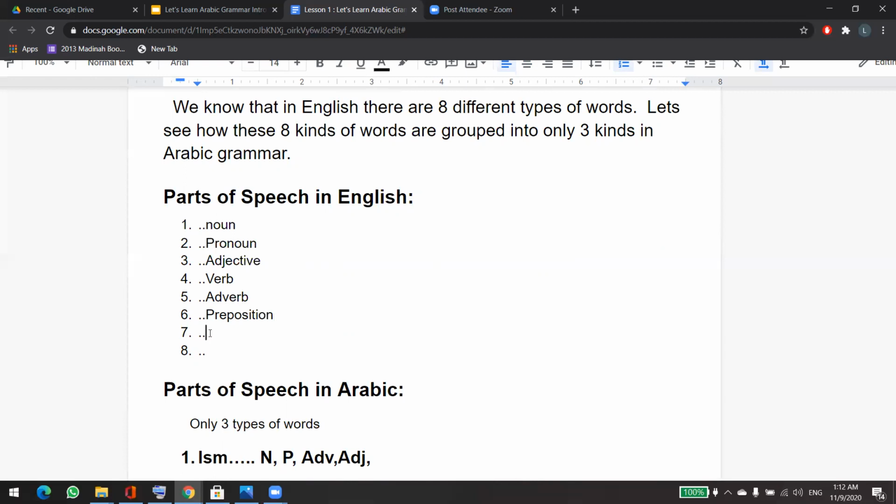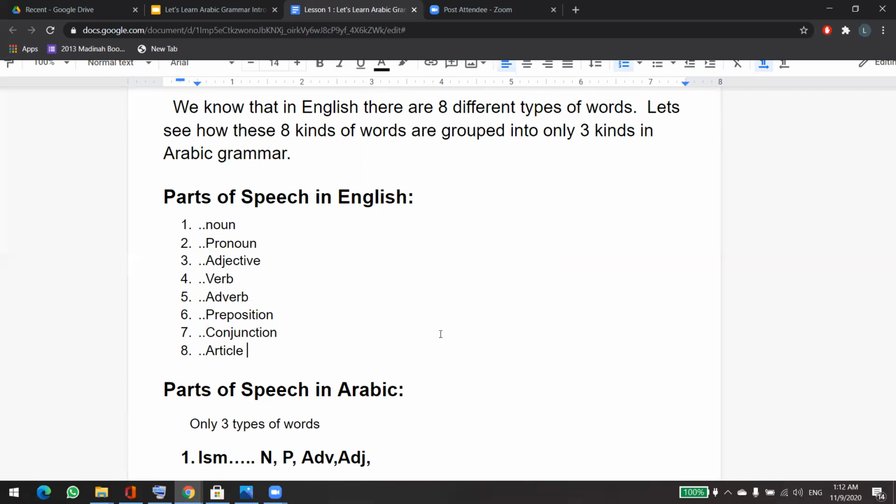And then another thing, part of speech is conjunction. So one thing is missing. Yes, article. Okay, conjunction. And then article, right?